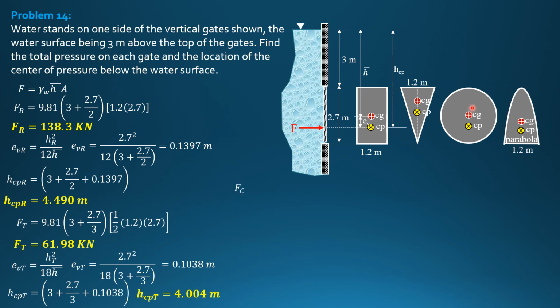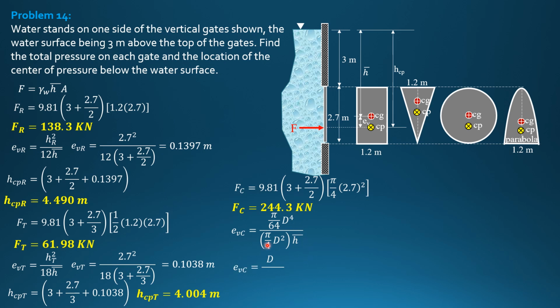Next, for circle, F of circle is 9.81, barred H is 3 plus 2.7 over 2, area pi over 4 times diameter 2.7 squared. So F of circle is 244.3 kilonewtons. Let's derive the formula for E sub V of circle, which is I sub Cg, pi over 64 diameter to the fourth, over area pi over 4 diameter squared times barred H. Just like this, if you derive these formulas here for rectangle and triangle, it is diameter squared over 16 barred H if you simplify this.